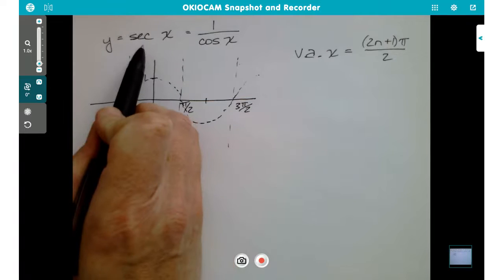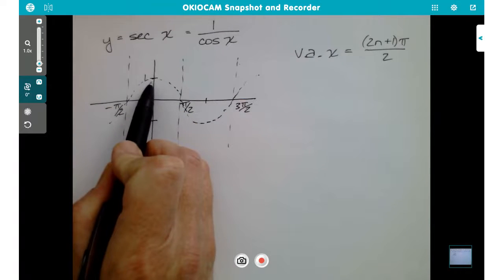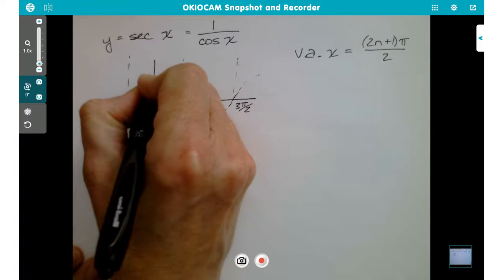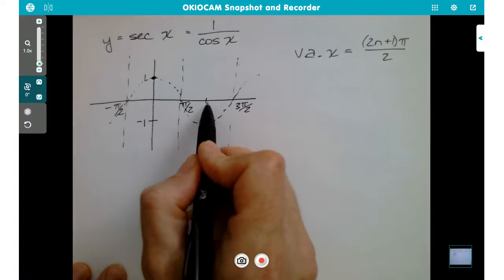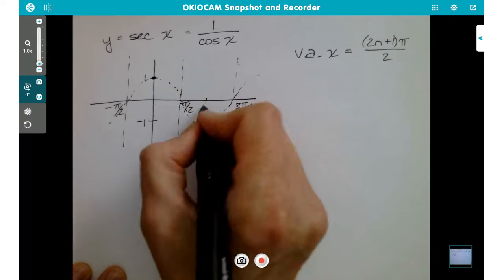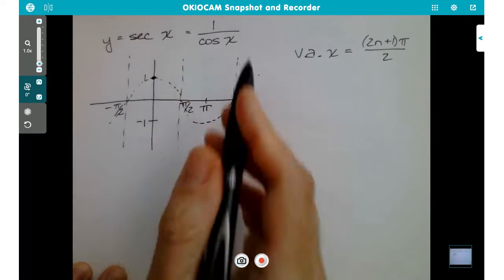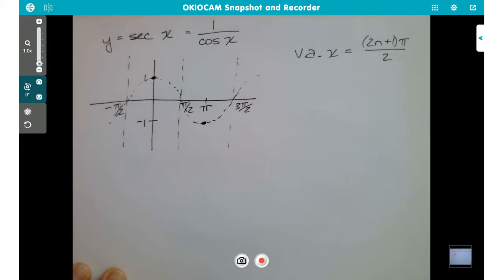The secant is the reciprocal of the cosine. So at 0, cosine of 0 is 1. 1 over 1 is 1. So my secant function is going to have a point right there. The cosine of pi is negative 1. 1 over negative 1 is negative 1. So I get a point on my secant function.